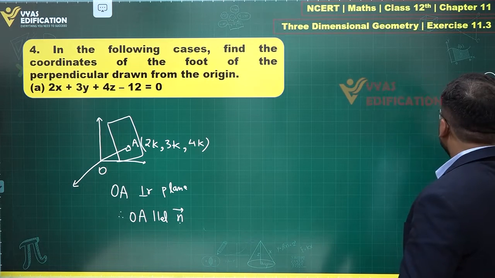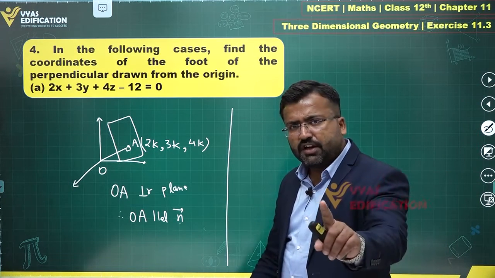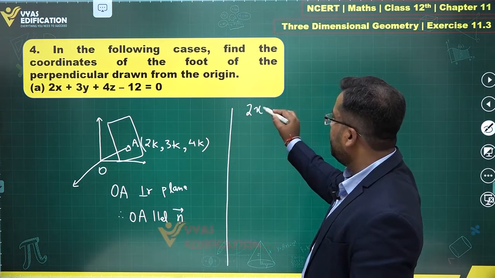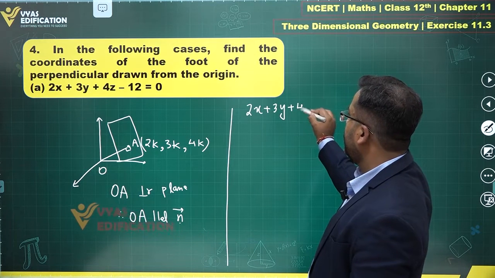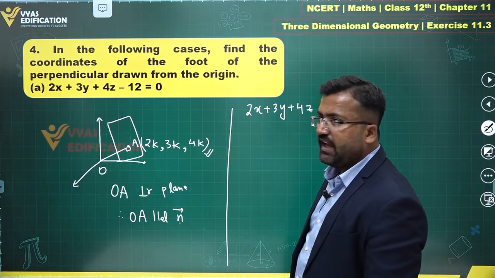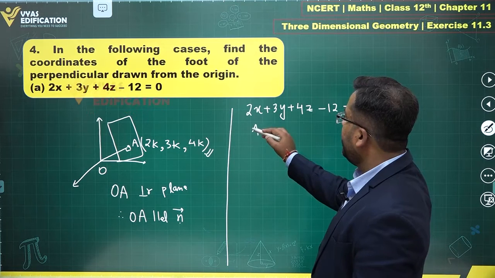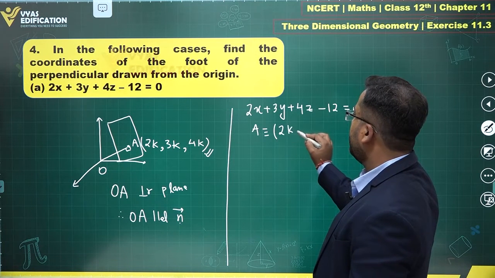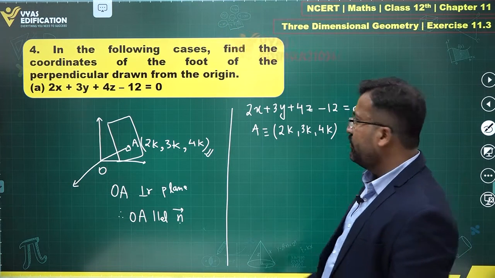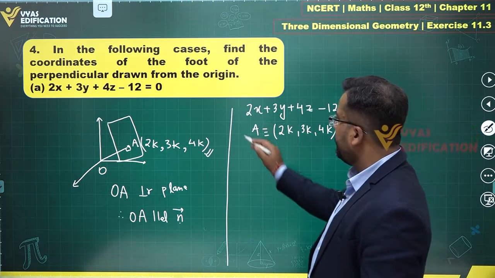How is that? Because once you have dealt with this much, you can clearly say that point A, which is the foot of perpendicular from origin, lies on the plane. Yes. The equation of plane is 2x plus 3y plus 4z minus 12 is equal to 0. Our only target is to find k. Once we find k, our work is done. We will get the coordinates. So point A, which is (2k, 3k, 4k), is required to be found, and for that we need k. And k can be found by substituting this point over here.